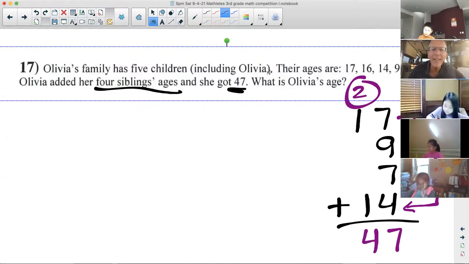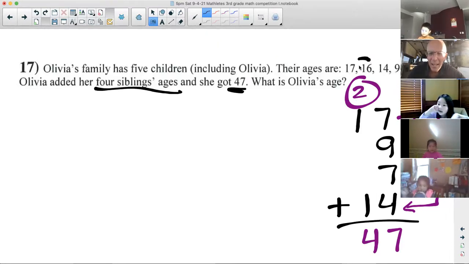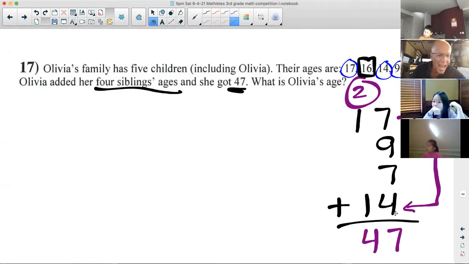So we know that Olivia must be how old? She must be 16, guys, because her siblings are 17, 14, 9, and 7, and they added up to 47. And guys, that is what we needed to do. So Olivia's age is 16.